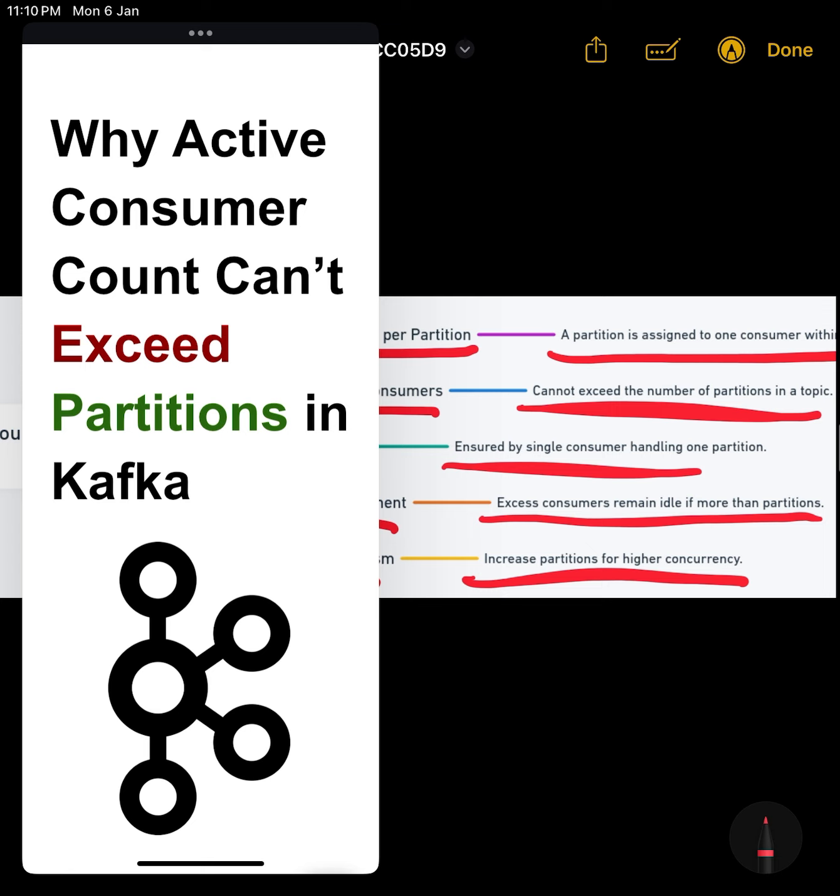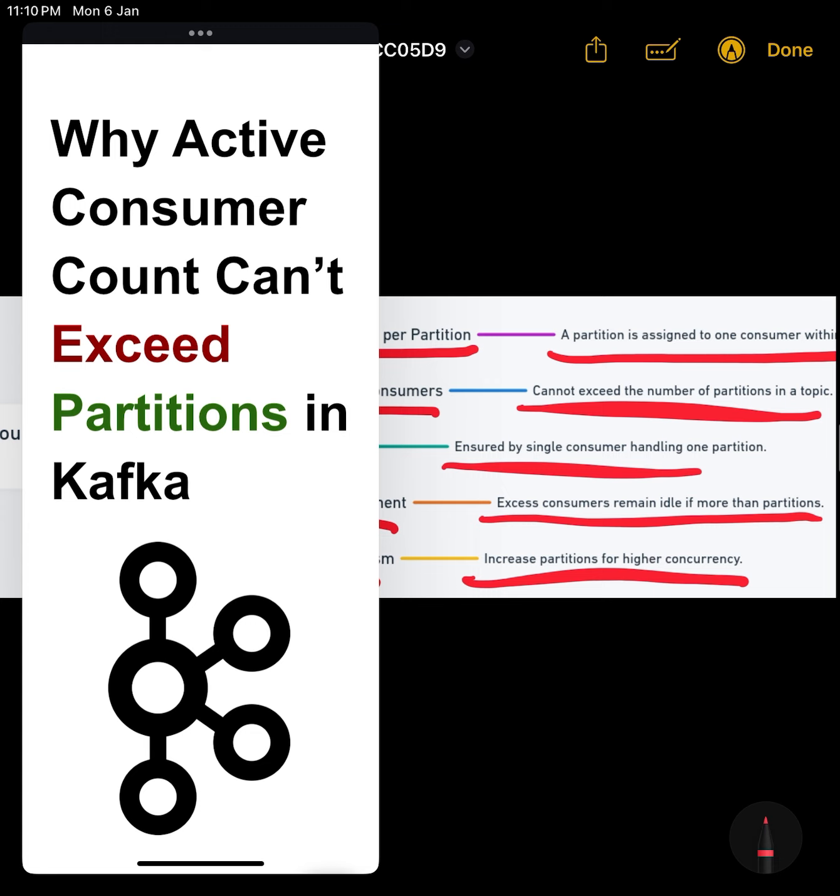5. Scaling beyond the partition limit. If your application requires more parallelism, you must increase the number of partitions in the topic. Kafka does not allow consumers in a group to exceed partitions because the partition count determines the maximum concurrency for that topic. Summary. In a Kafka consumer group, number of active consumers ≤ number of partitions.